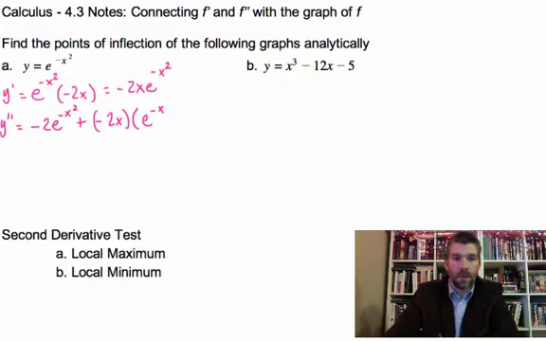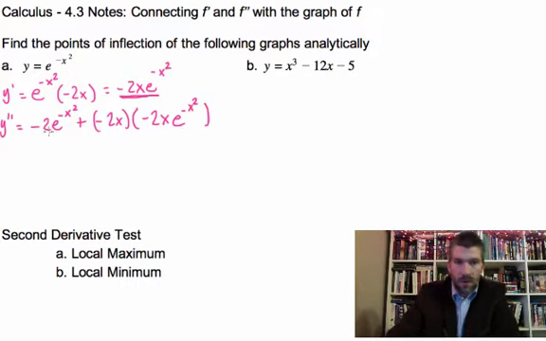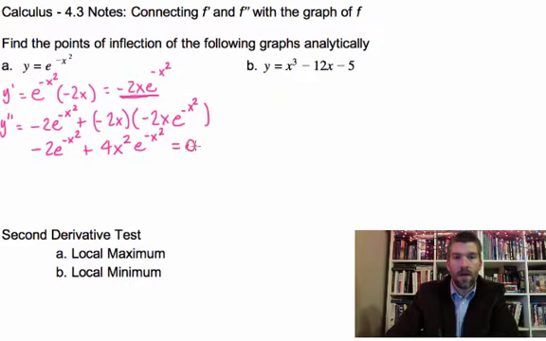Well, let me just back up. We know exactly what that is. It's going to be the first times the derivative of the second. Well, there's the derivative of e to the negative x squared, so negative 2x e to the negative x squared. All right, so clean this up just a little bit so we can sort through what's going on here. And this is negative 2e to the negative x squared plus 4x squared e to the negative x squared, and we want to know where that equals 0.